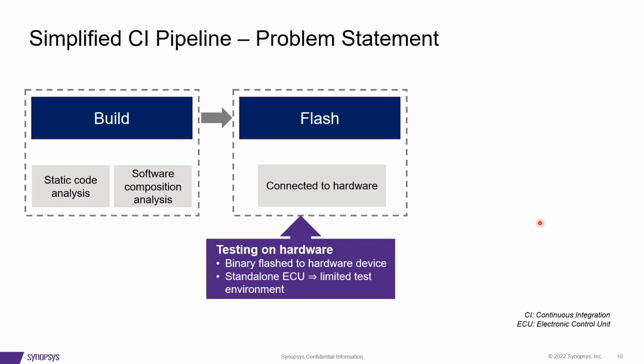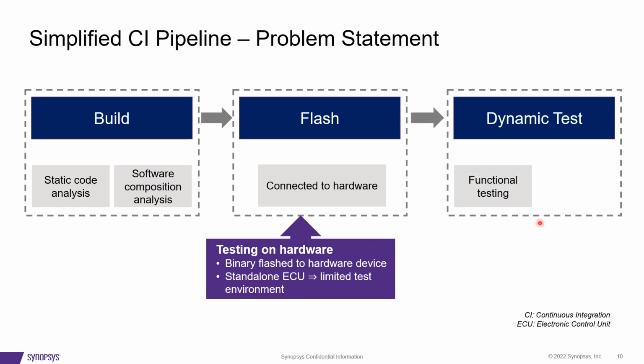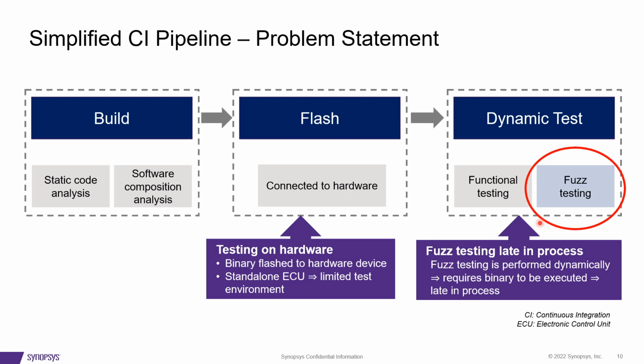And then finally, we have to perform our dynamic testing. And this includes the normal functional testing that we typically do, but also we want to add fuzz testing here as part of the pipeline. And this is the second challenge we have. If we include fuzz testing at this stage of the process, it occurs late. It needs to be done dynamically, which means it requires the binary to be executed. And this typically means that the testing occurs late in the process.